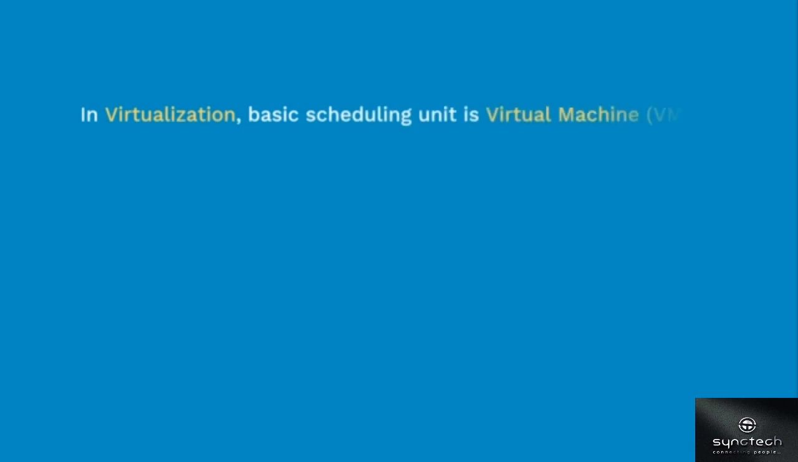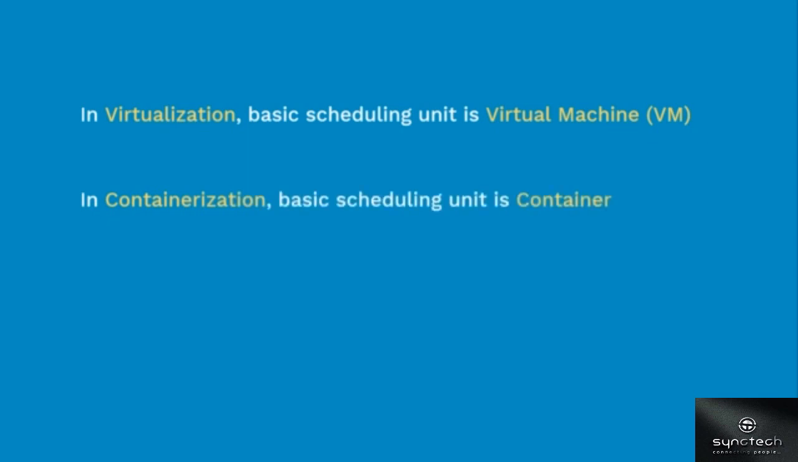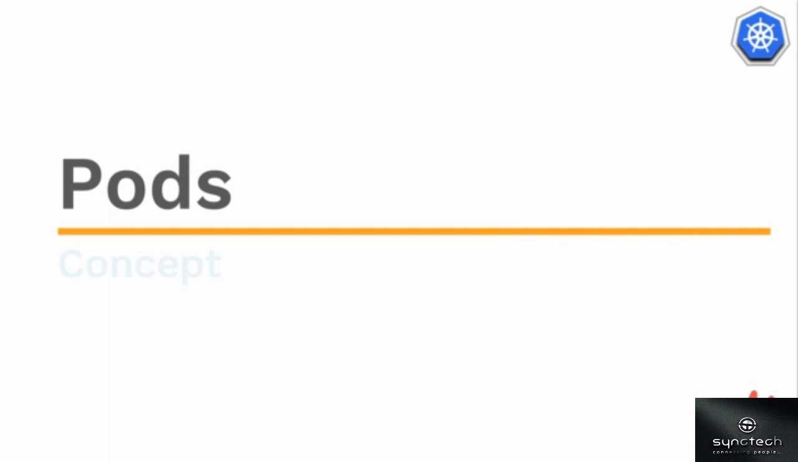In virtualization space, the basic scheduling unit is a virtual machine. And in container space, it is a container. So in Kubernetes, what is the basic scheduling unit? Hello and welcome to Pods.